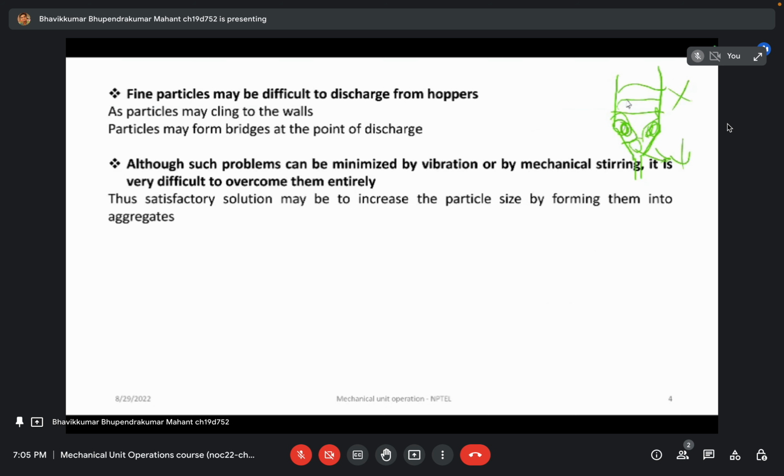Although such a problem can be minimized by vibration or by mechanical stirring, if we provide some vibration through a vibration motor, then we can also easily remove this kind of particle. But the satisfactory solution may be to increase the particle size, because then the transport and all other applications of the solid particles can also be performed easily. So that's why we can convert them into aggregates.